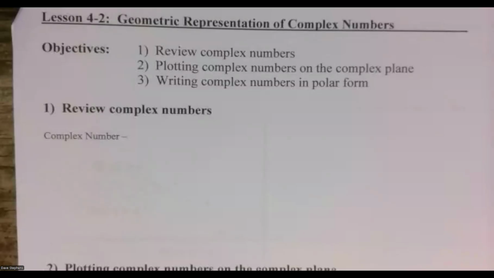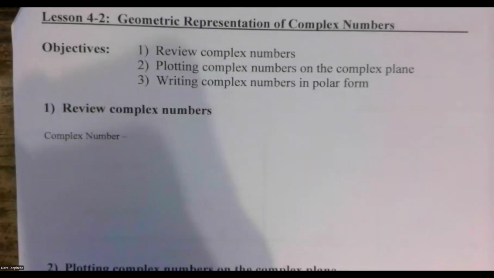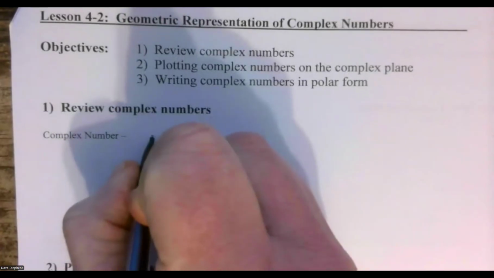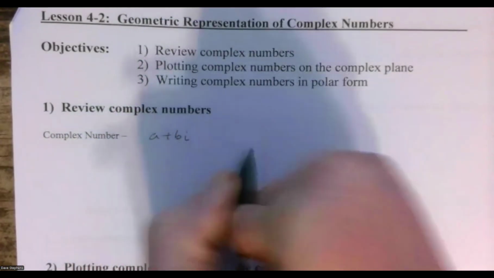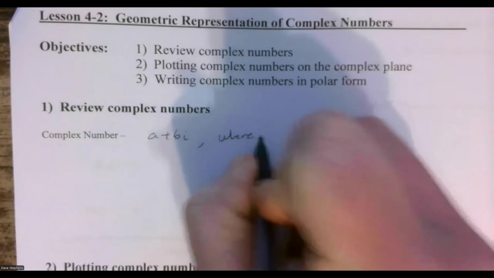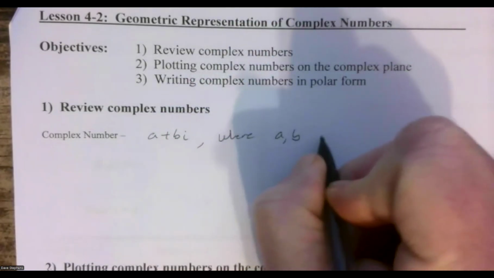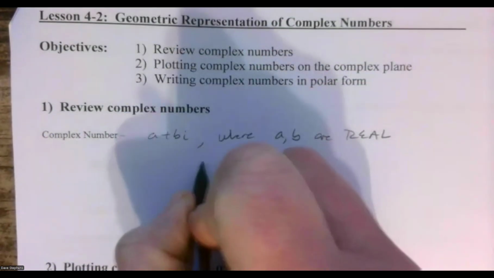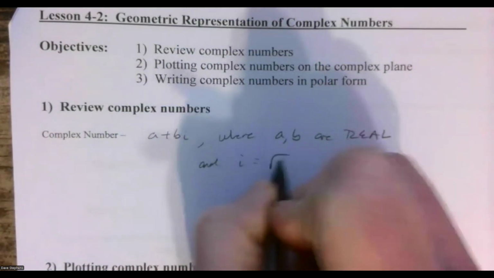All right, lesson 4.2, geometric representation of complex numbers, possibly the coolest thing that we do in all of mathematics. So, real quick, what are complex numbers? We know that it's anything in the form of a plus bi, where a and b are real, and i is the square root of -1.